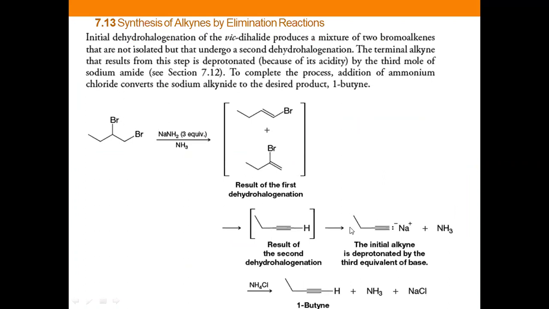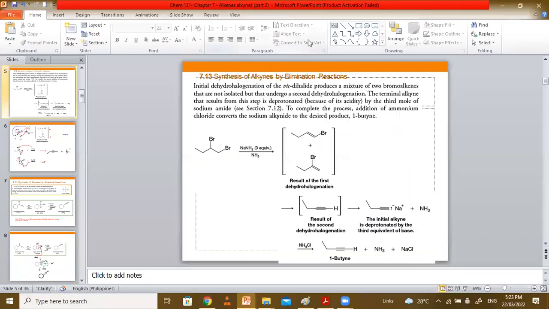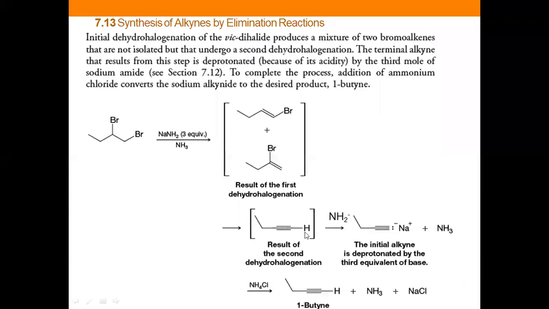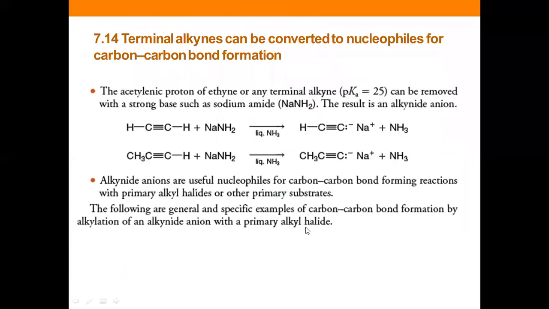What will happen is that you have an NH2, it will actually abstract the proton sa imong alkyne here. So this is what we are saying here, that any acetylenic proton of ethyne can be removed with a strong base such as sodium amide. So the result is your alkynide anion. You have a triple bond and a carbanion here.